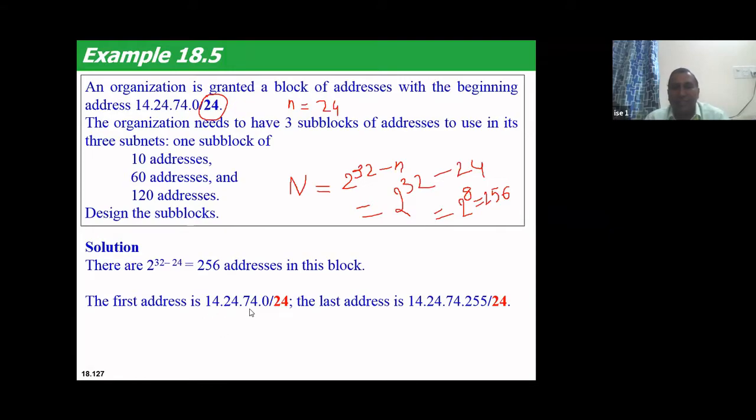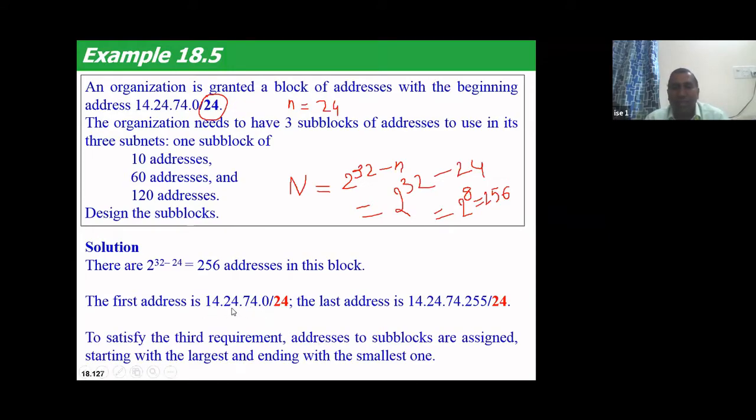So the first address is 14.24.74.0/24. Since it is starting from 0, I have taken this, and the last address is 255, so 256 in total. This is the first address which was given to us. The organization is granted a block beginning from this. We are not changing anything; the beginning address has been given to us.